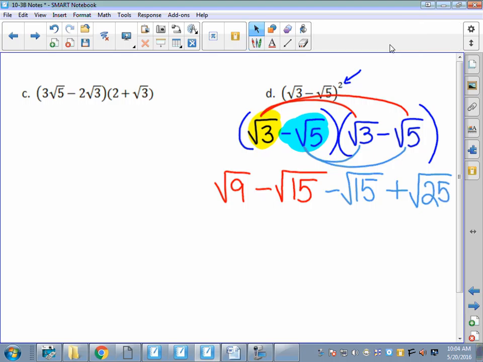So now I got to look to see if there's anything I can break down. I see 3 things we can do. Anybody catching the square root of 9? We know that's a perfect square, right? Square root of 9 is 3.